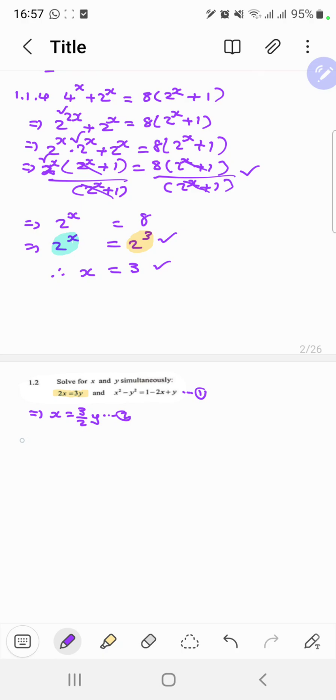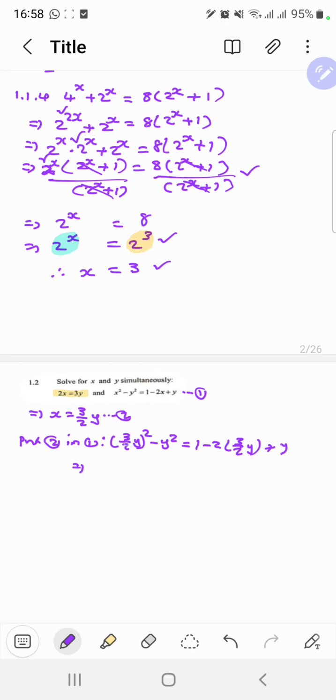And then the next story is that you can say put 2 in 1. Okay, what do we get? So where you see x, you put 3 over 2y. So we have here already 3 over 2y, and then all of it squared, minus y squared equals 1. Minus 2, instead of x, you put 3 over 2y, and then we add y. Okay. So that is what you do here.